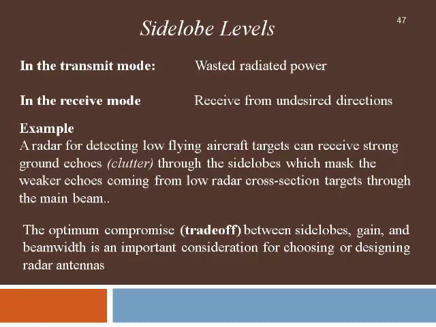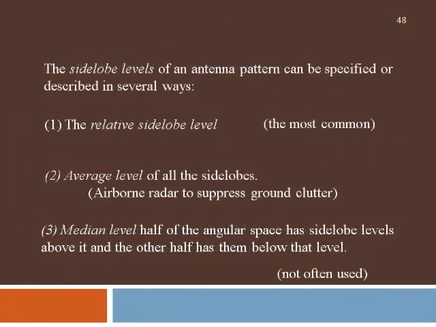So side lobes are definitely a disadvantage of these antennas, but complete elimination of the side lobes is a very tough job. Hence, an optimum compromise between side lobes, gain and beam width is an important consideration for choosing or designing radar antennas. The side lobe levels of an antenna pattern can be specified or described in several ways.